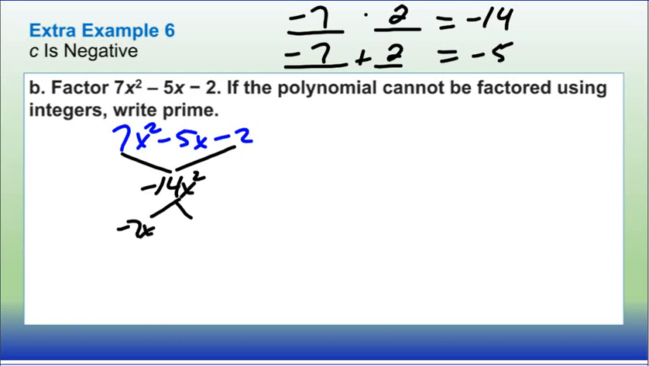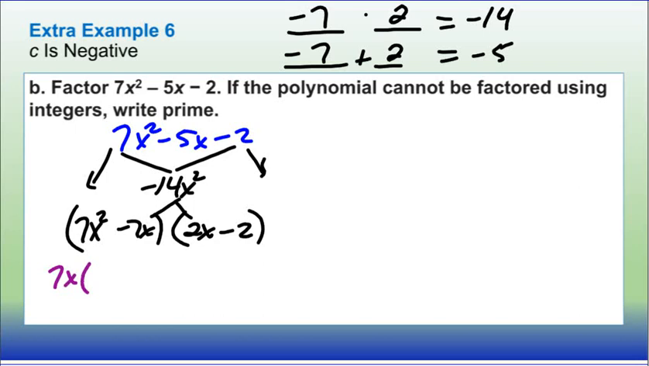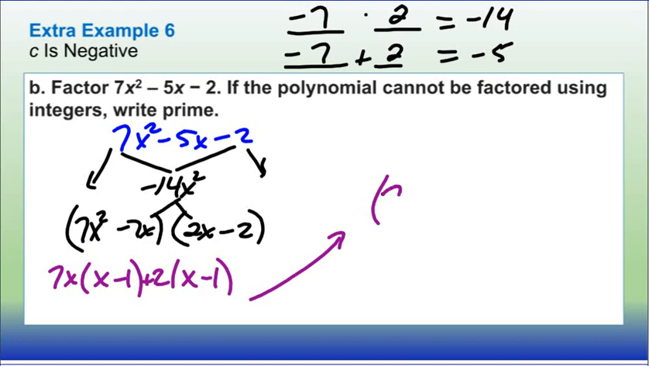So I'm going to use those numbers: negative 7x and 2x. Bring down the sides. I now have 7x squared minus 7x, and 2x minus 2. And now I factor. Factor out a 7x, and that leaves me with x minus 1. And on this side, I can factor out a positive 2, and that leaves me with x minus 1. So my answer is going to be 7x plus 2 times x minus 1.